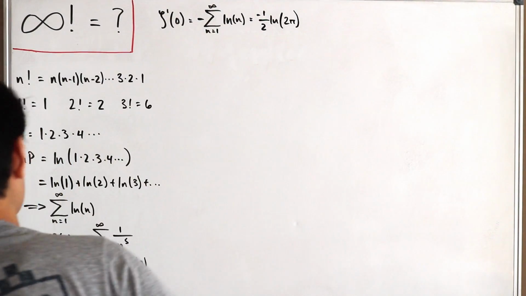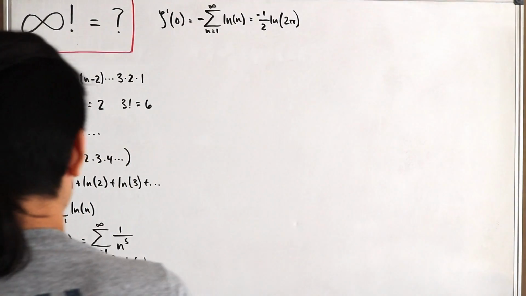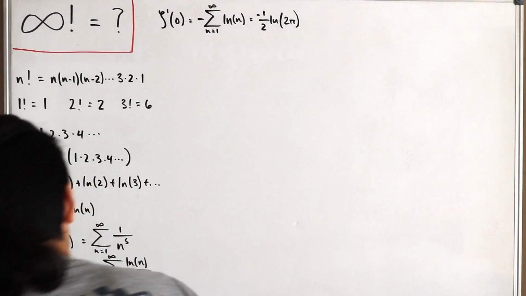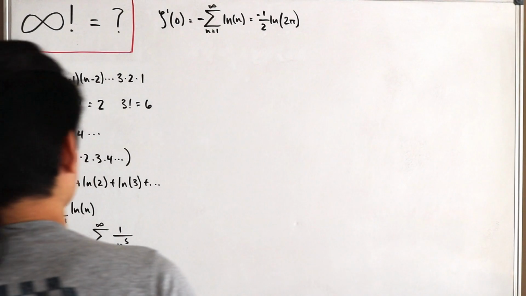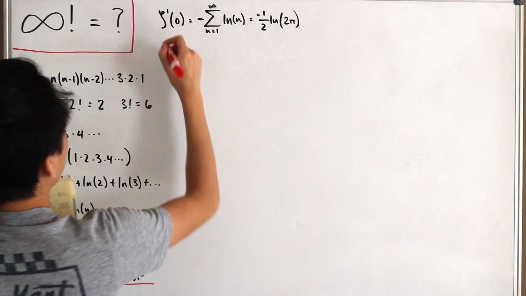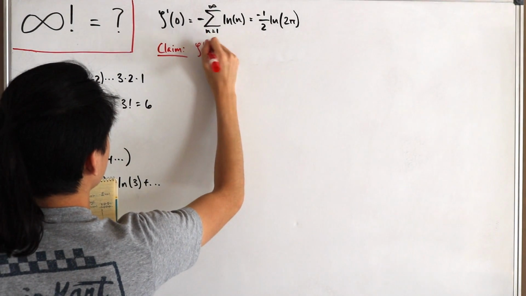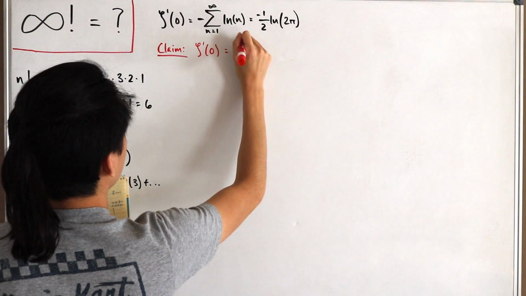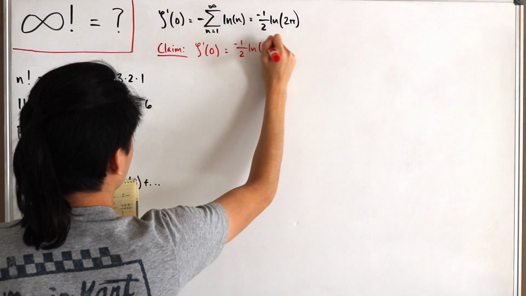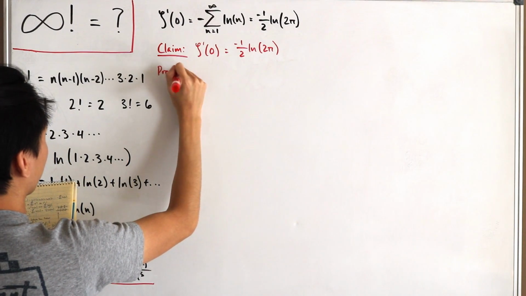So now let's prove our little claim. There's a lot going on with this proof, so just bear with me. I think the result is very elegant, and everything just comes out clean. So we have the claim: the Riemann zeta of 0 is equal to negative 1/2 the natural log of 2 pi. And here we start our proof.